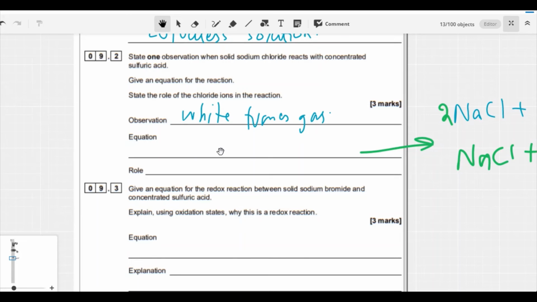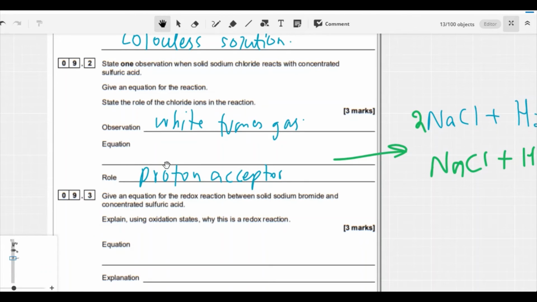Now the role, what is the role here? So you can see that there is proton acceptor taking place, like that role is proton acceptor. State the role of chloride ions in the reaction. So the role of chloride ions is proton acceptor.